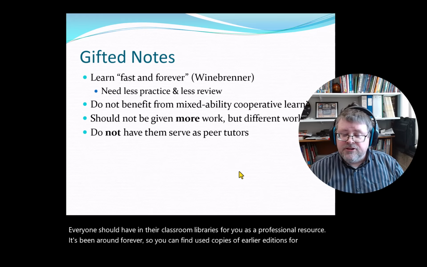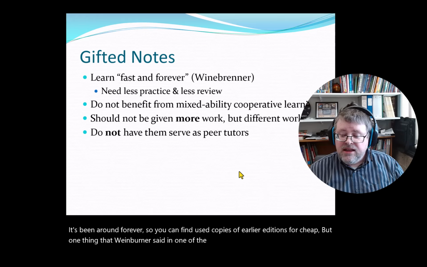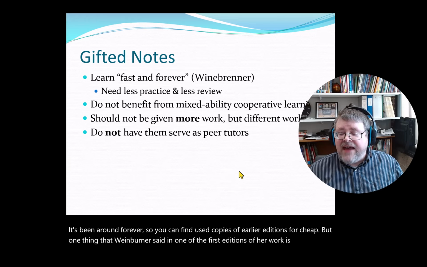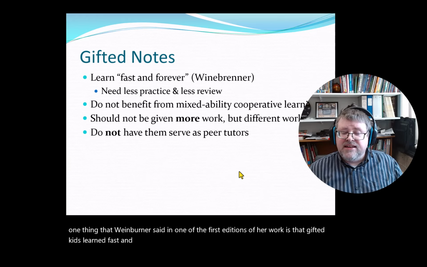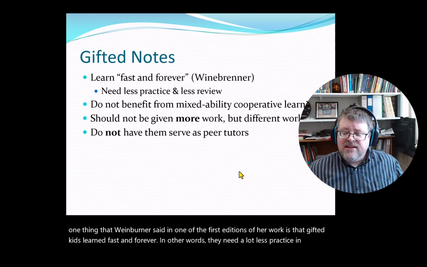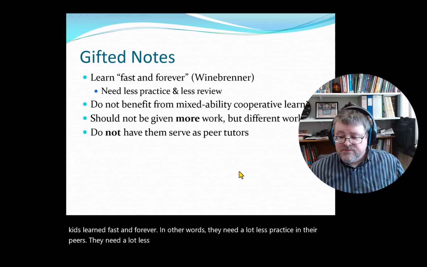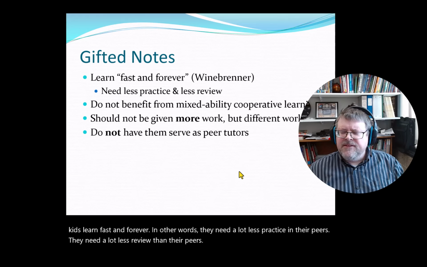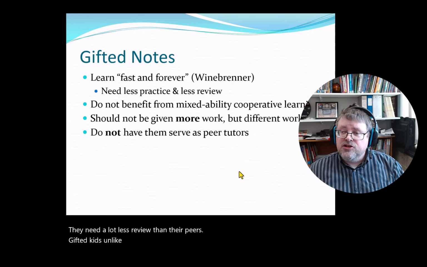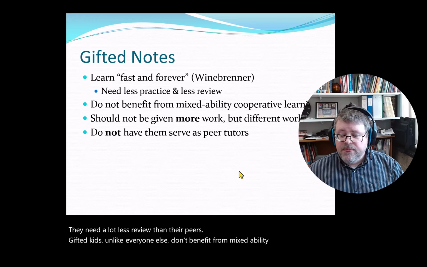But one thing that Winebrenner said in one of the first editions of her work is that gifted kids learn fast and forever. In other words, they need a lot less practice than their peers. They need a lot less review than their peers. Gifted kids, unlike everyone else, don't benefit from mixed ability cooperative learning.